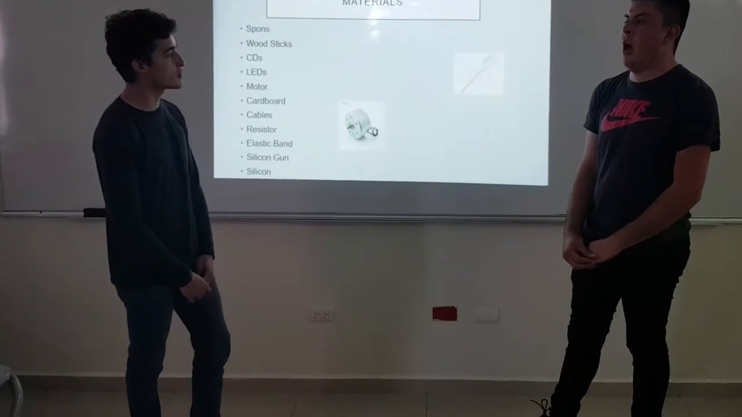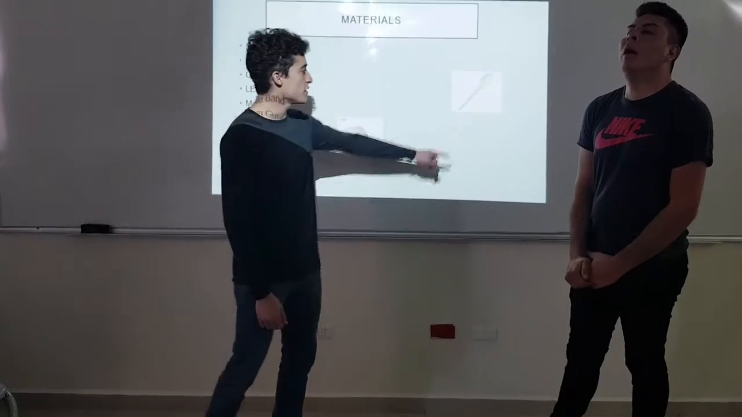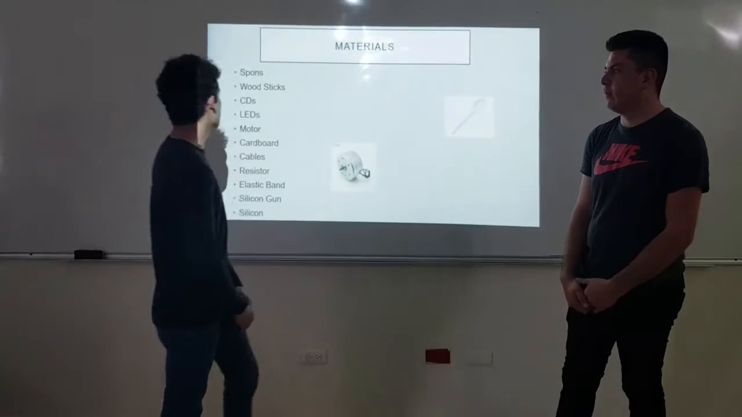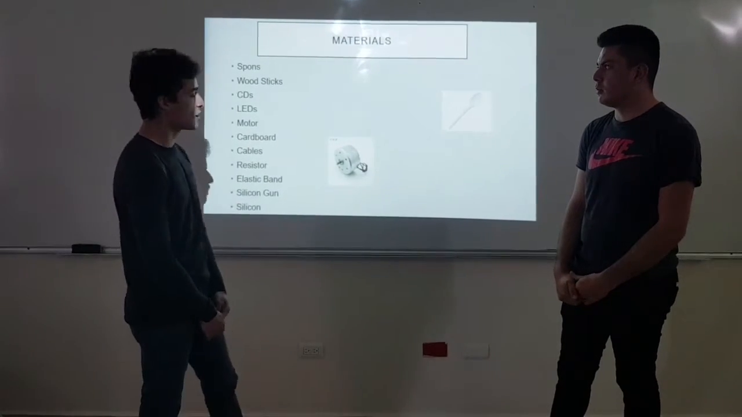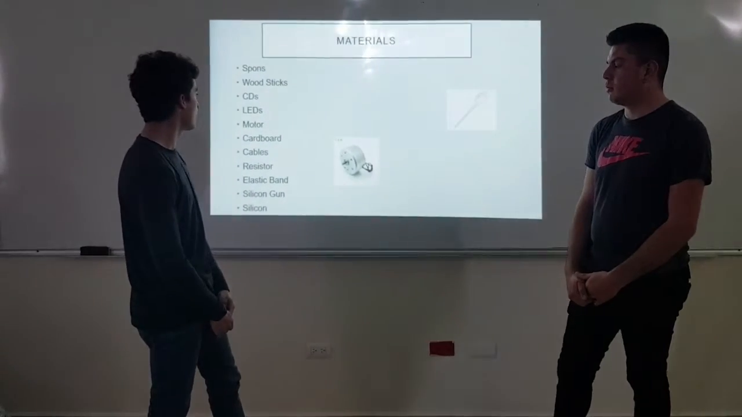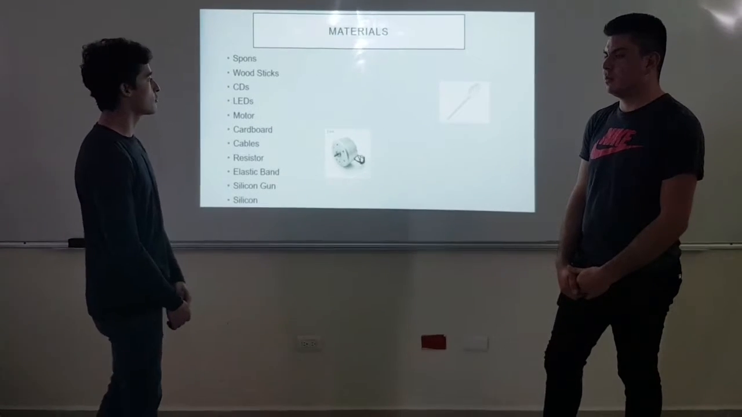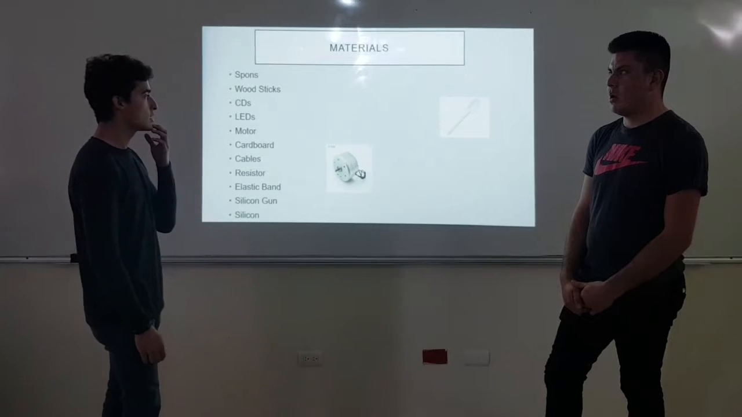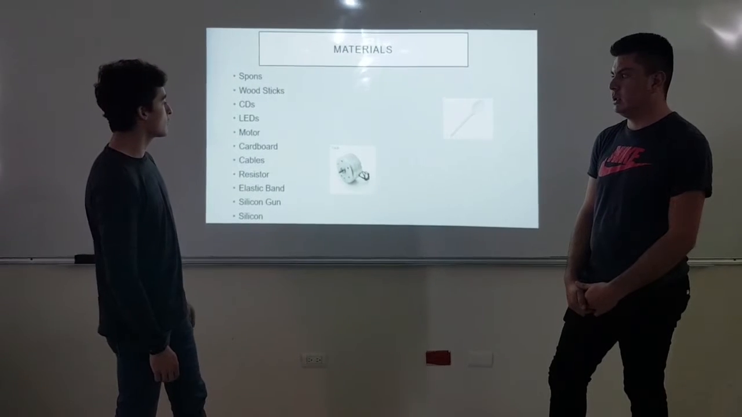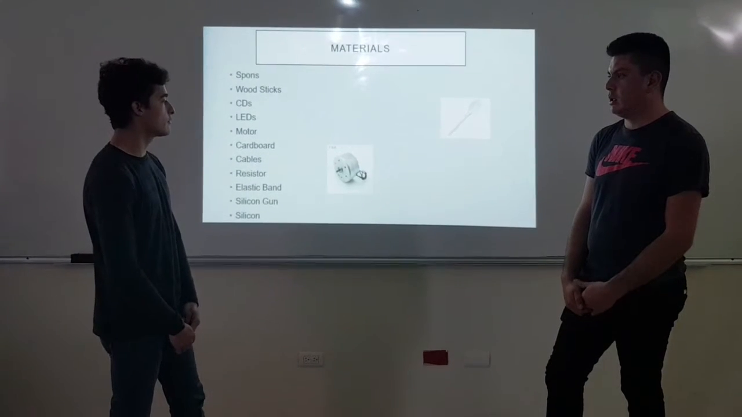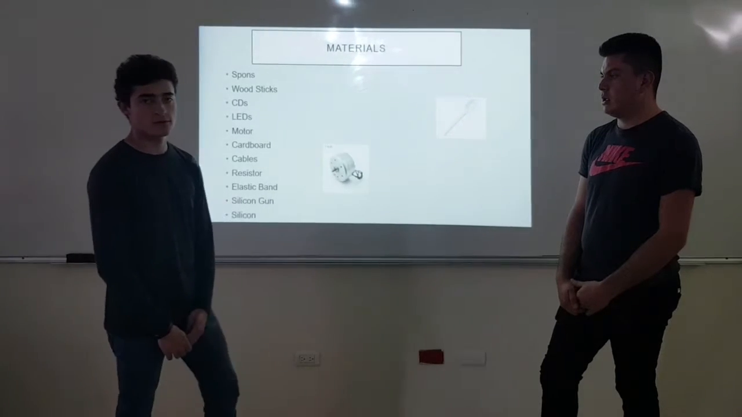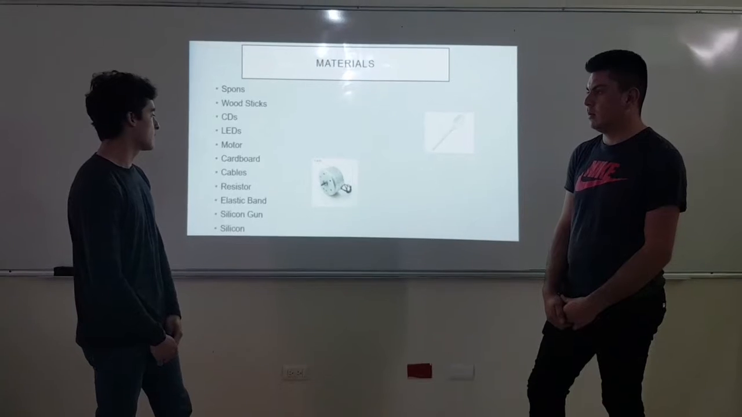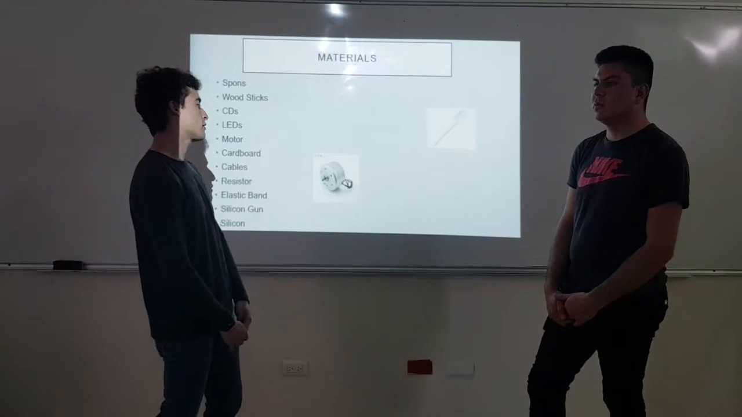Well, the first step is to put the spoons in this part in order to get just the lower part. Then we're going to use the wood sticks and the cardboard to make the structure of the experiment. Also, we are going to attach the spoons to the CDs, the compact discs. And then we are going to need the motor and the LEDs together because the motor is going to be the turbine which is going to produce the electricity to turn on the LEDs. And the cables are going to help to connect the LEDs with the motor.